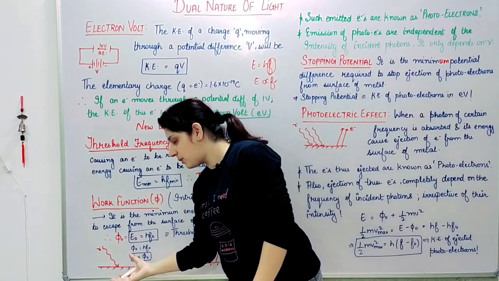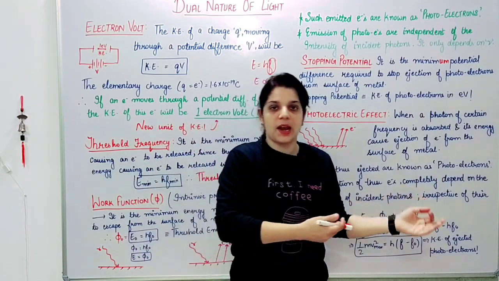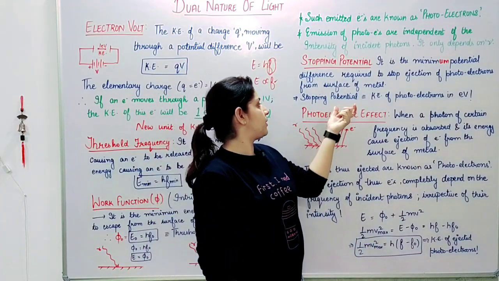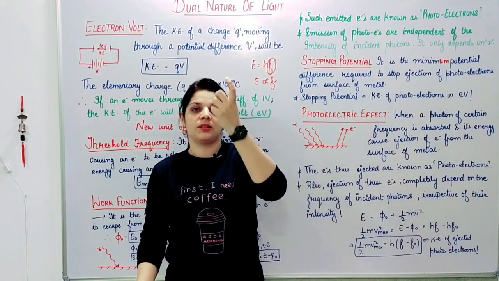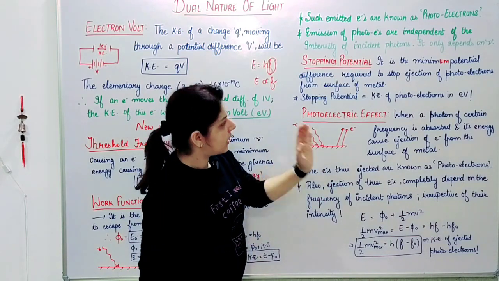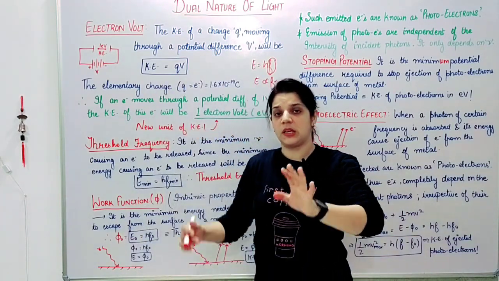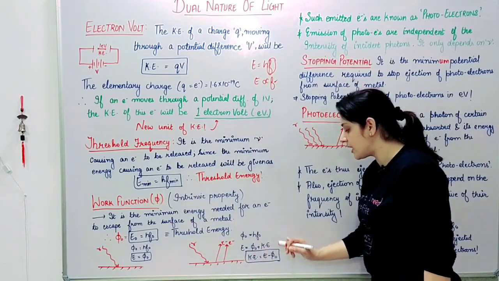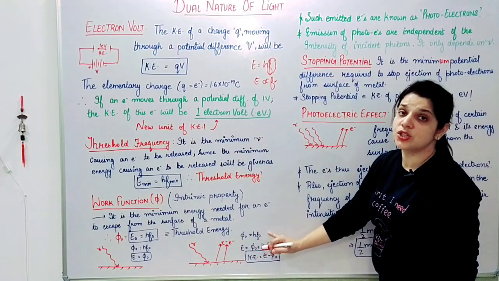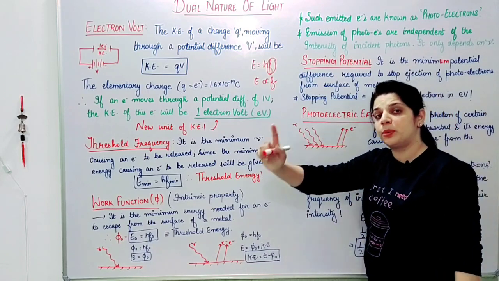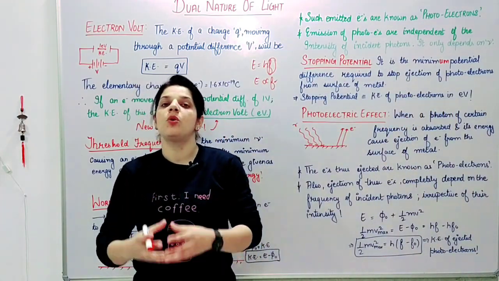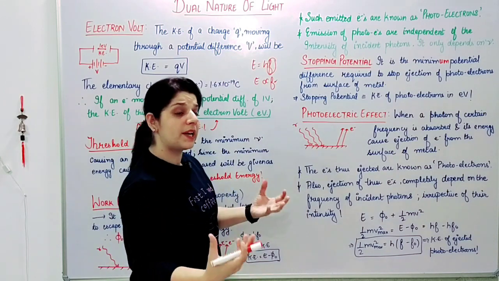Obviously, this is the minimum amount of energy which will emit, and it is the minimum amount of potential difference which will stop the emission. So it will be just the opposite of the kinetic energy of photoelectrons. The kinetic energy that is being converted after the work function, if I apply a potential difference opposite to this kinetic energy, then there will be no emission of photoelectrons.